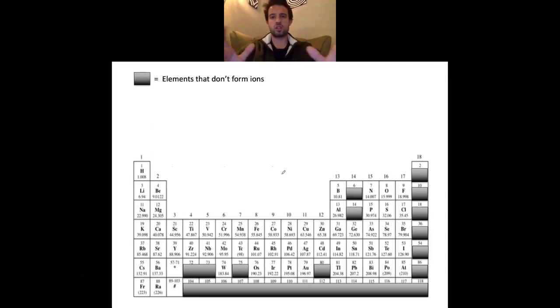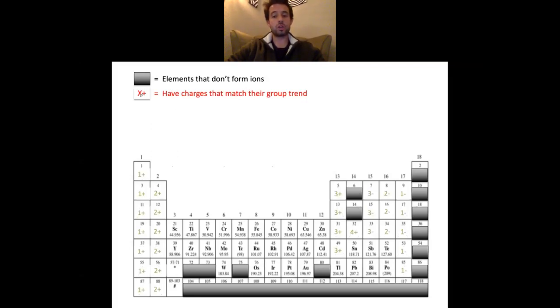You can look and see where these things are. None of the noble gases form ions, for example. So hopefully you can see which elements I'm talking about here. The numbers here, which are now green, are fixed charges. So everything in column 1 will always be 1 plus, everything in column 2 will always be 2 plus.